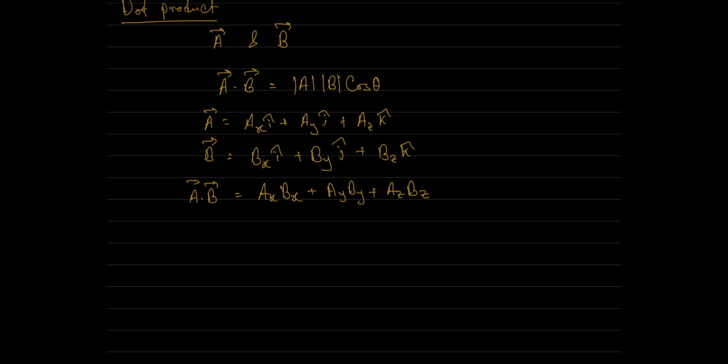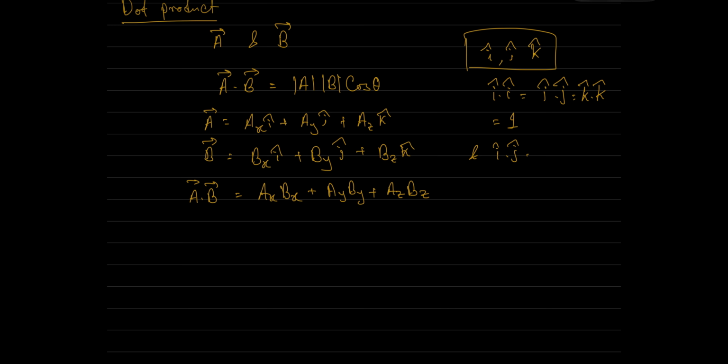And we have 3 orthogonal unit vectors i cap, j cap, k cap. What will be the dot product between them? Like i cap dot i cap equal to j cap dot j cap equal to k cap dot k cap equal to 1, and i dot j equal to j dot k equal to k dot i equal to 0.